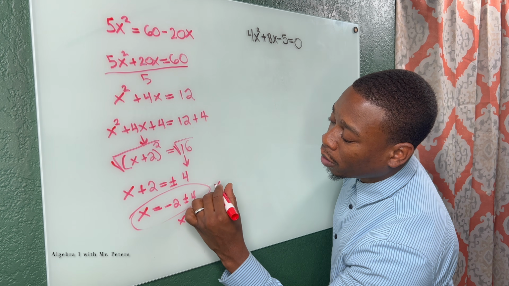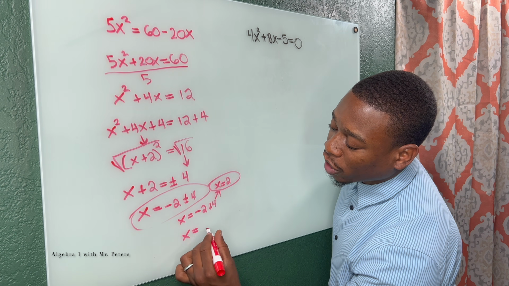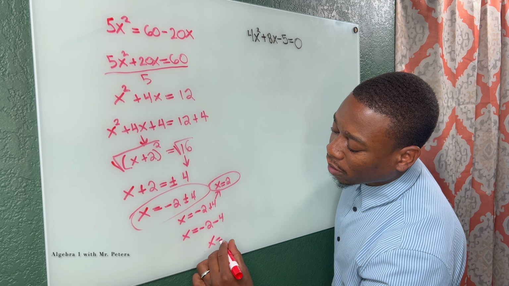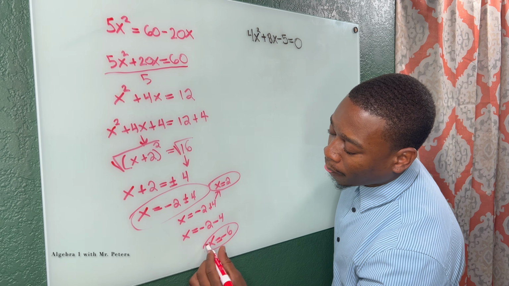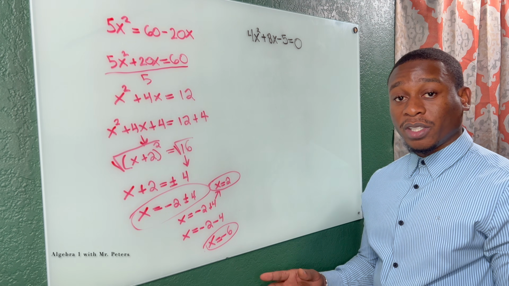So now equation 1, x is equal to negative 2 plus 4. We know x is equal to positive 2. And when we split our second equation, x is equal to negative 2 minus 4, we know x is equal to negative 6. So this is how we would solve this problem by completing the square.